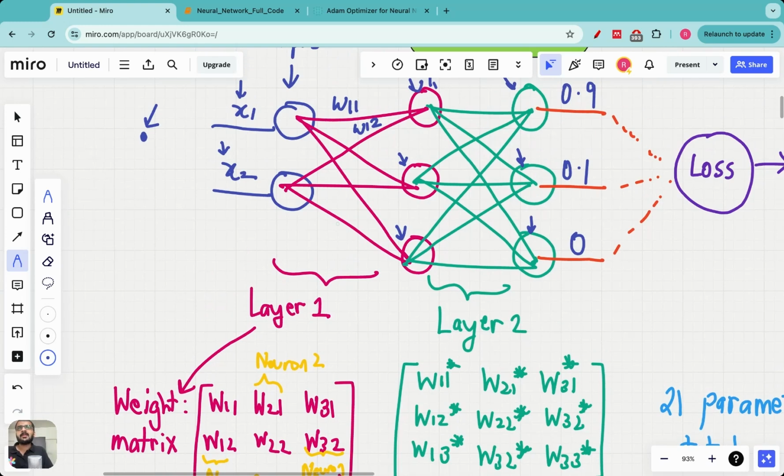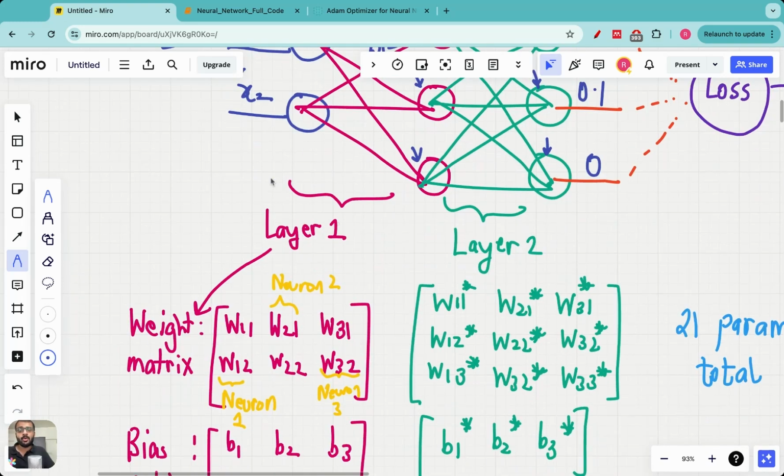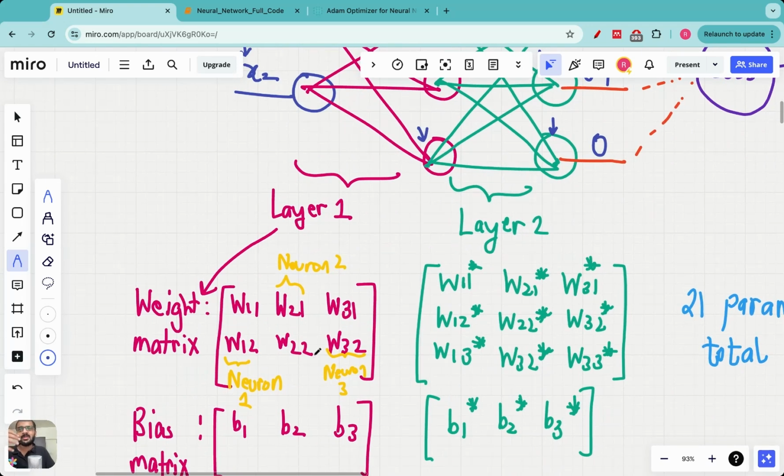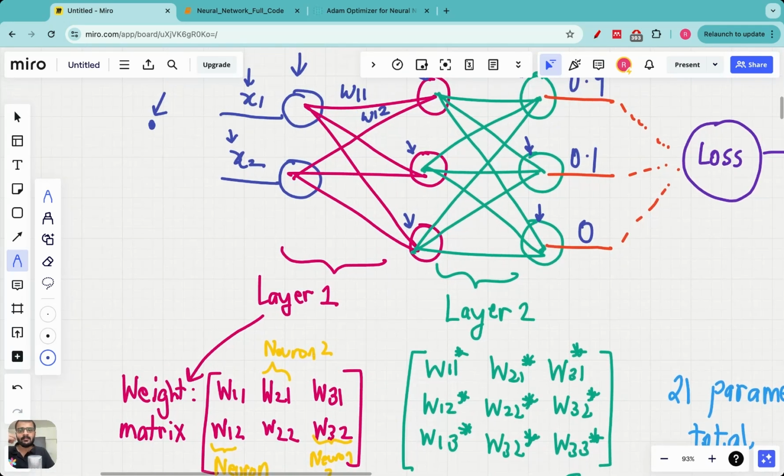These weights are the flexible parameters, or the connections in the neural network whose value we don't know yet. We do not know how much importance neuron 1 gives to x1 and how much importance it gives to x2. How much importance does neuron 3 give to x1 and x2? We do not know this. So whenever a layer is created, these weights are initialized randomly, and our main goal as we train the neural network is to optimize these weights so that the loss is reduced.